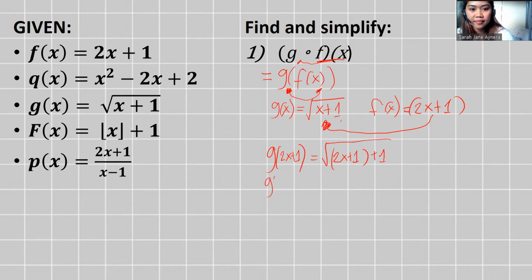So, g of 2x plus 1 is equal to the square root of, simplify, combine the like terms. The like terms here are the 1 and 1, that is 1 plus 1. So 2x plus 2. There is no square root anymore. This is now the final answer.